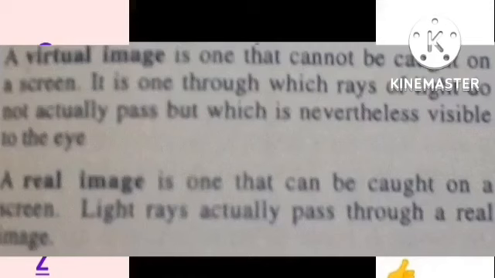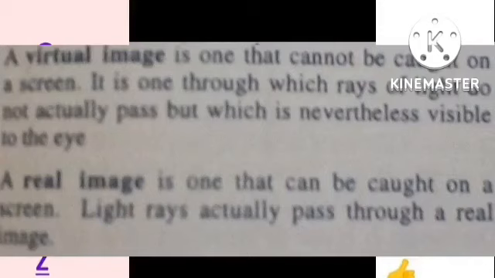In reflection of light rays, we have two different types of images that are formed. We can have a virtual image, which is one that cannot be caught on a screen, and which rays of light do not actually pass through, but which is nevertheless visible to the eye. Or we could also have a real image, which is one that can be caught on a screen. Light rays actually pass through a real image.